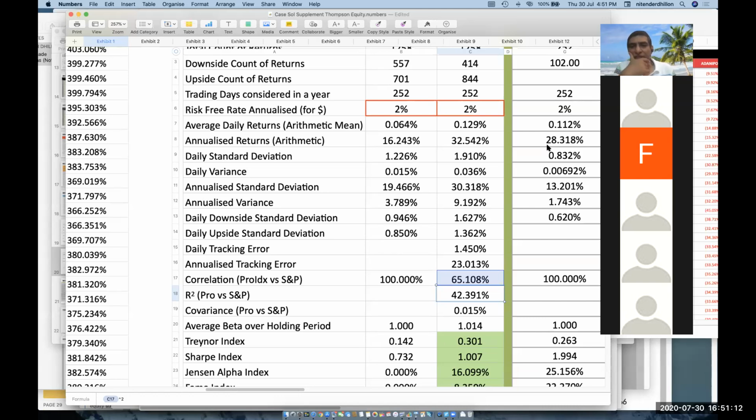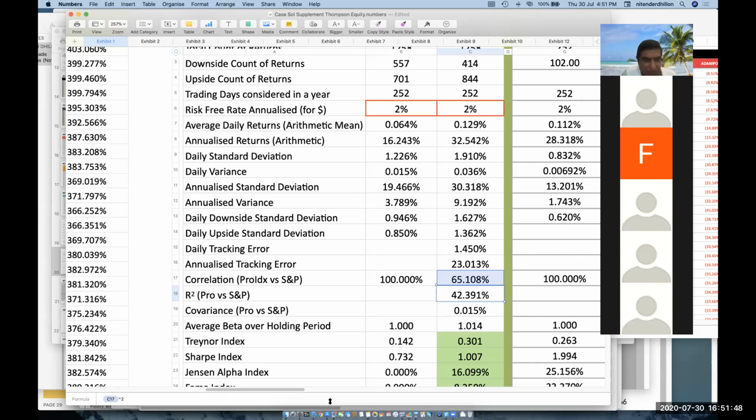Repeat again, Ruchi. So 42.39% R square will tell us that the movement of our pro index is actually explained by how the trend is being followed in the S&P index. So 42% of the variation in the pro index, variation from where? From the S&P index.